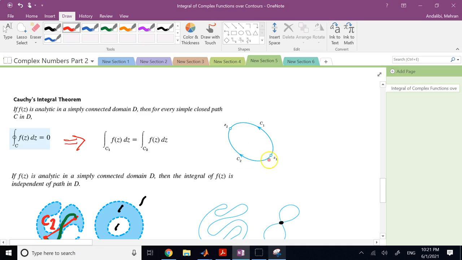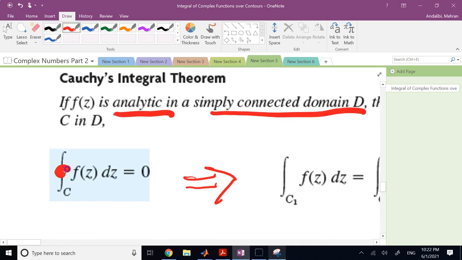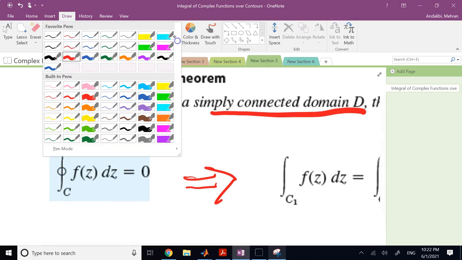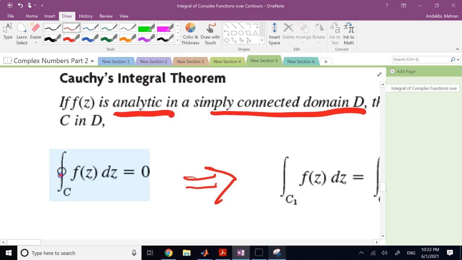It doesn't matter how you go from the beginning point to the end point, as long as your function is analytic on a simply connected domain. And that also means that if you start at z1 and go around and go back to z1, the integral on a loop, on a closed contour, is going to be 0. Wherever you see this symbol on an integral, it means the integral is taken over a closed contour. So here your contour should be closed. The beginning and the end points are the same.